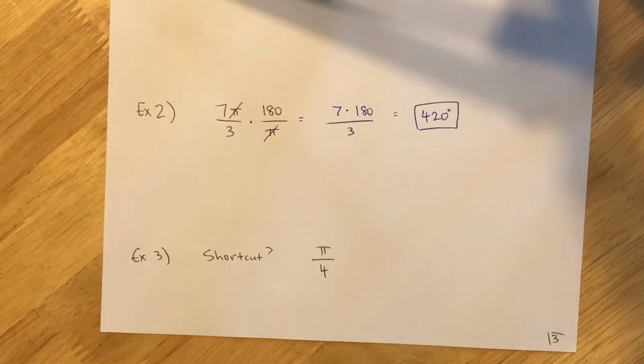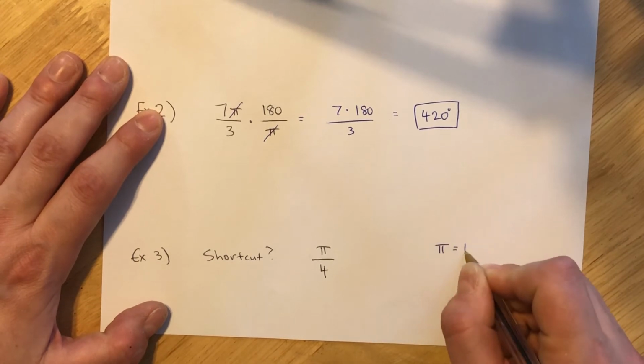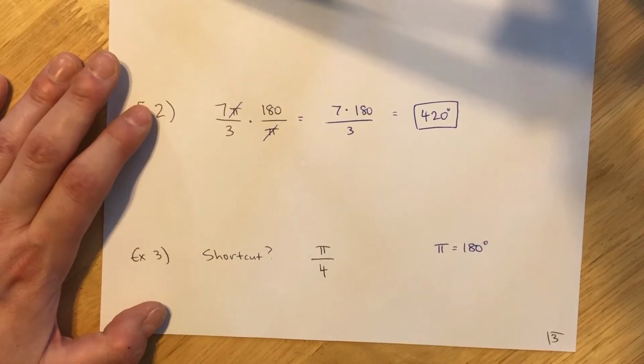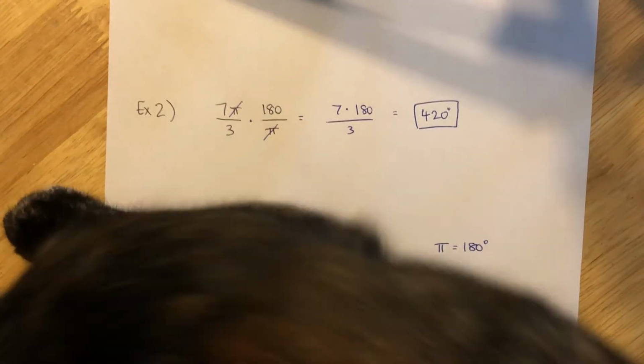So we have pi over 4 here, and if we divided by pi, the pi would be gone, and then 180 would take its place on top. Anytime you see 1 pi, you can replace it with 180 degrees, because 1 pi radian is 180 degrees.